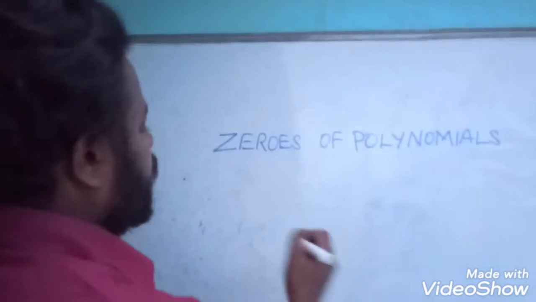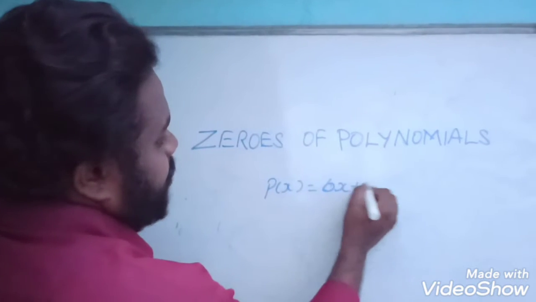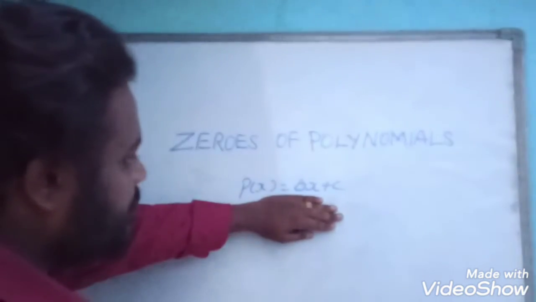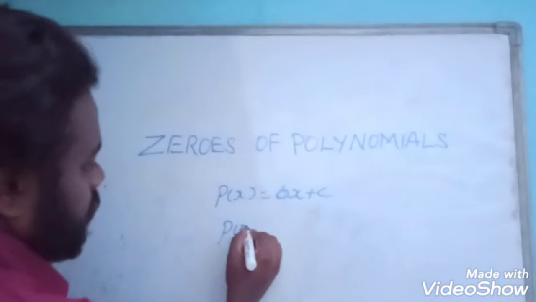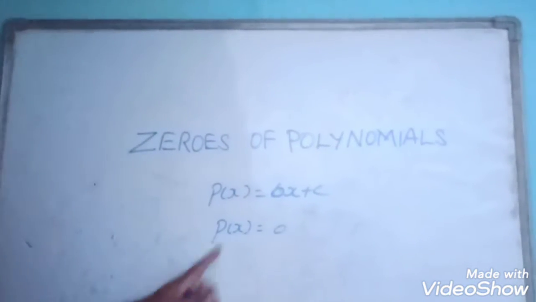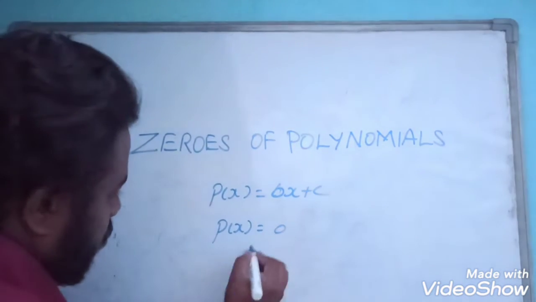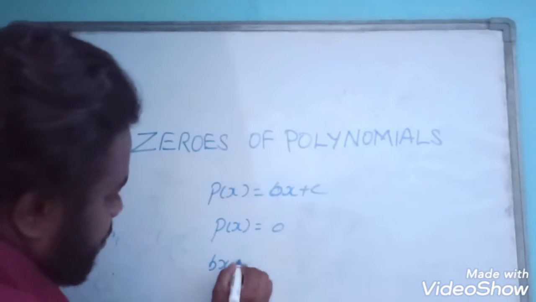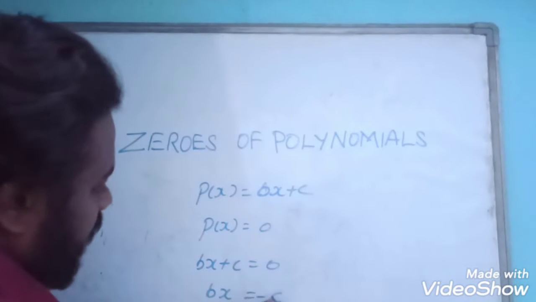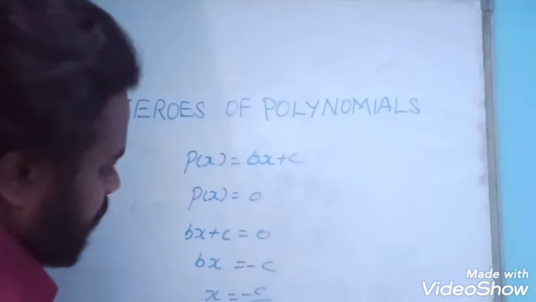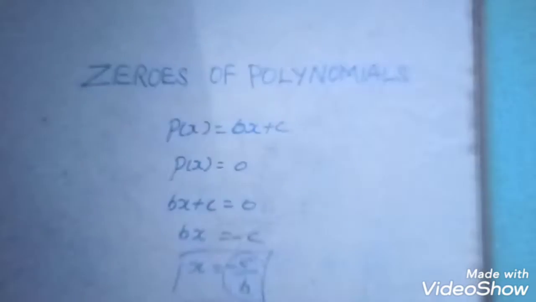Just to inform, for example, p of x equal to bx plus c. When bx plus c becomes 0, the zero of the polynomial is found by setting p of x equal to 0. So bx plus c equals 0, bx equals minus c, x equals minus c by b. So minus c by b is the zero of the polynomial.